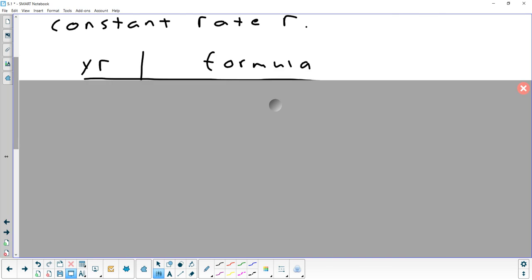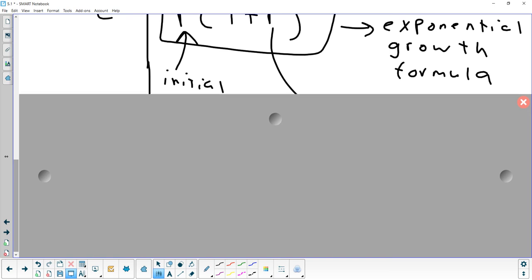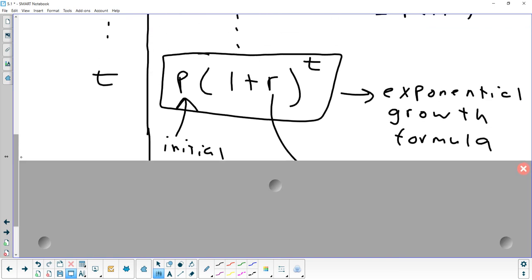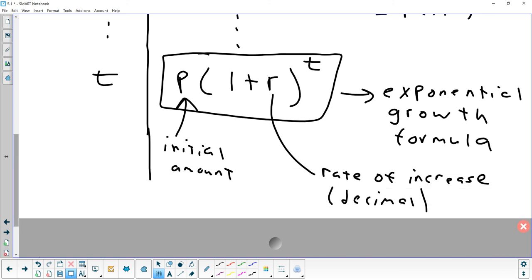All right, so what I'm going to look at now is the formula for what we call exponential growth. This formula is called the exponential growth formula: P times (1 plus r) to the t. An example would be, let's say you had a population growing at 10% every year. That'd be exponential growth. If you got a raise in your salary of 2% every year, that's exponential growth. Anything that goes up by the same percentage over time is exponentially growing.